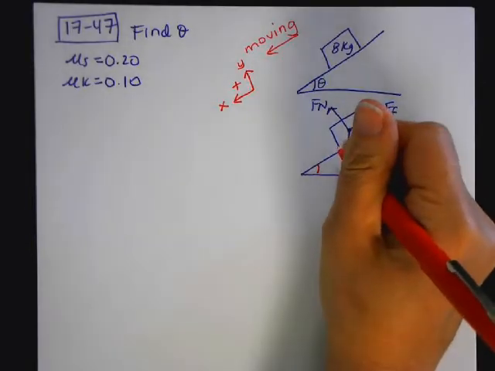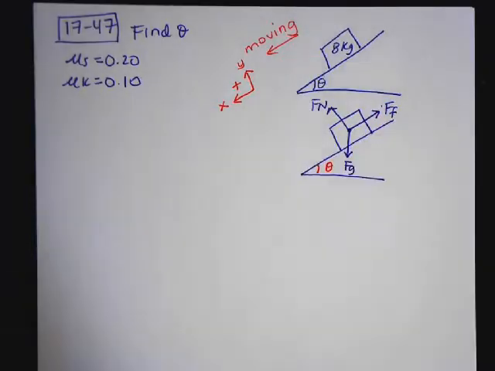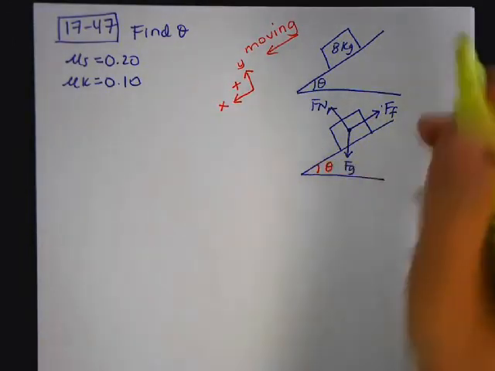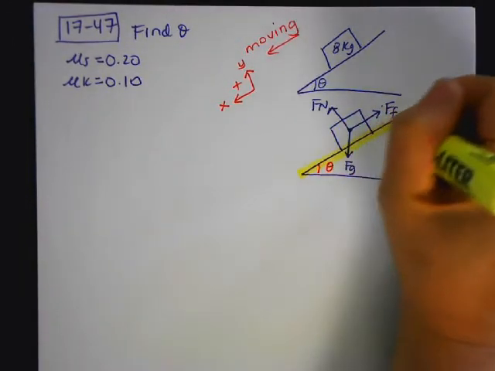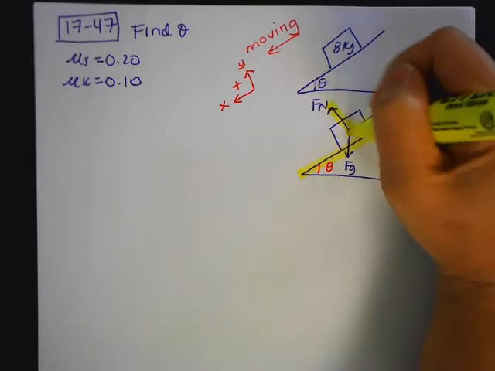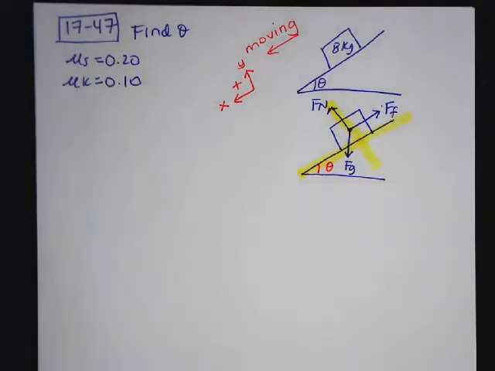This is theta. Now when I sum my forces, I want all my forces to either go in the direction of motion or perpendicular to that. So this is parallel to the surfaces in contact and then perpendicular to the surfaces in contact. The first thing I'm going to ask myself is, are there any forces that are not perpendicular or parallel? The one that is not is going to be the weight.